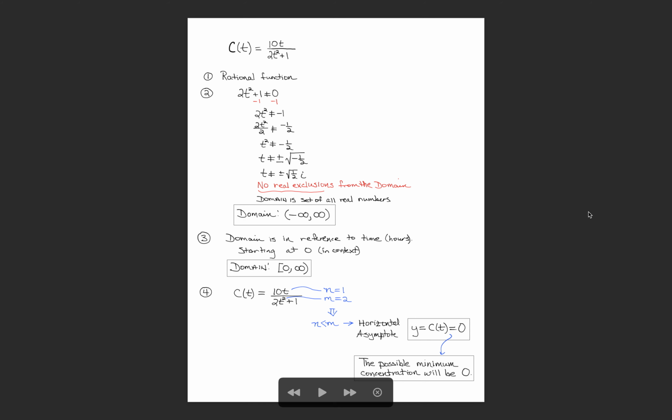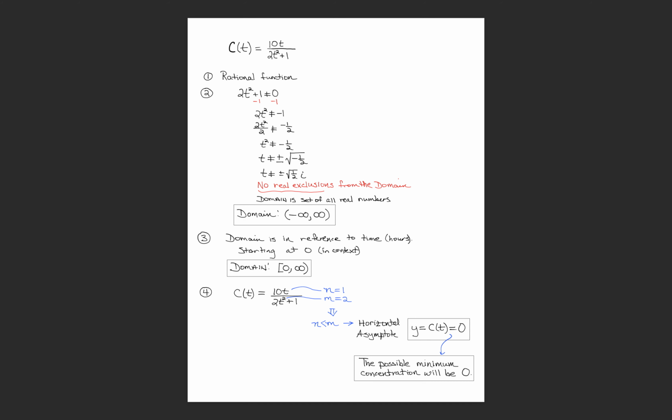So for what we have in the case of number 4, we had that C of t is equal to 10t all over 2t squared plus 1. And if we look at horizontal asymptotes, remember you're looking at degree comparisons between the numerator and denominator. So at the top, we have n is equal to 1, and this comes from t to the first. In the denominator, we have m is equal to 2, this emanating from the square of t in 2t squared plus 1. Here we have n is less than m, and if the degree of the numerator is less than that of the denominator, we're going to have a horizontal asymptote, y is equal to 0.